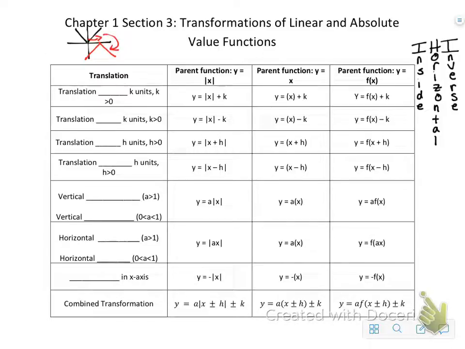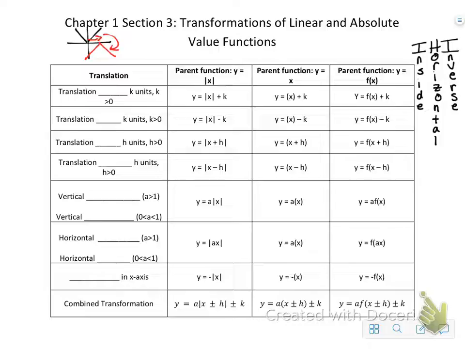It can move multiple times, it can move once, it can move 5 times if you need it to, but we have to be able to recognize how it's going to move based on the equation, or write an equation based on the transformation. So in order to know how to do that, let's fill in this chart.